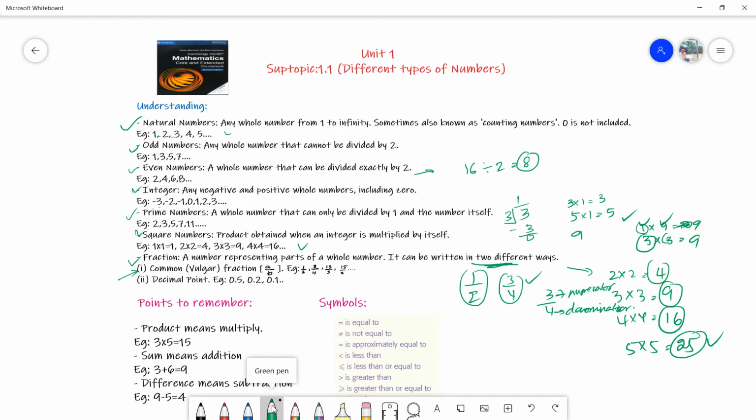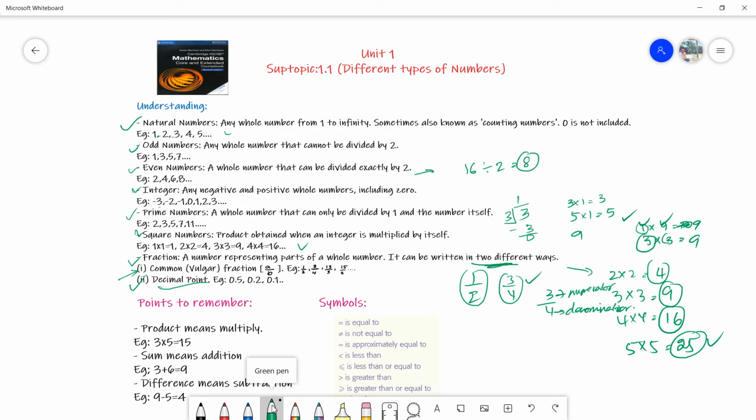And the other fraction type is called decimal point. It's the usual numbers 0.5, 0.2, 0.1, and so on. So I hope you are pretty clear with these definitions or terms. What are natural numbers? What are odd numbers? What are even numbers? What are integers? What are prime numbers? What are square numbers? And what is a fraction?